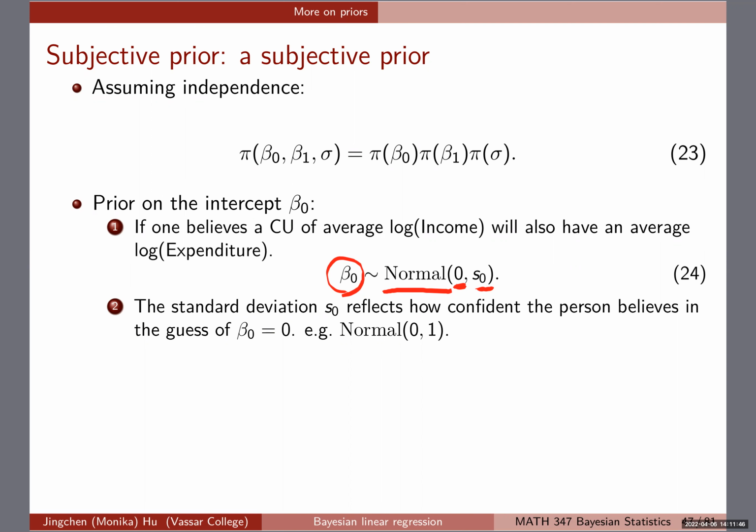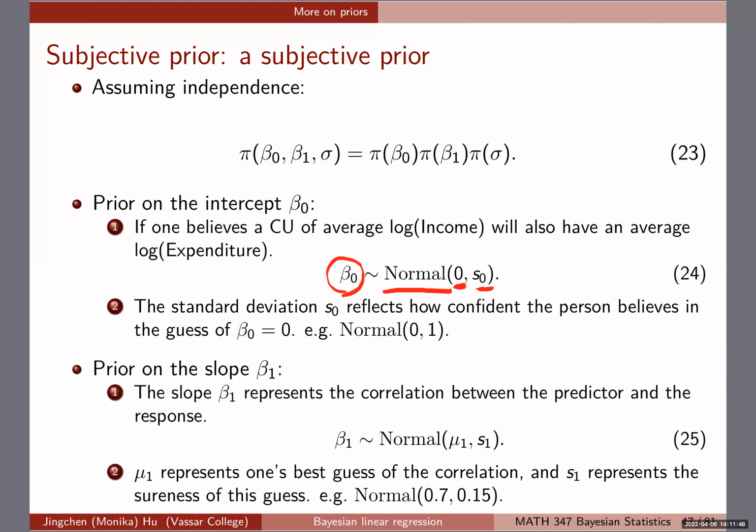And if you do that for beta 1, beta 1 is, as we know, equivalent to the correlation. So if you have a very strong opinion about what the correlation value should be, you can give it another normal centered at mu1 with standard deviation S1. The mu1 represents your best guess of the correlation because it's at the mean. And then S1, once again, represents the sureness of this guess.